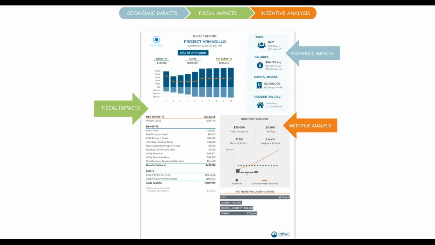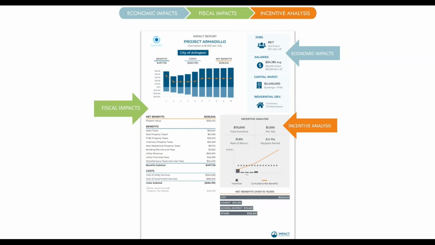If we look at this one-page report that we have pulled up here, we see economic impacts highlighted in the upper right-hand corner, and that's where we're able to talk about the number of jobs that are being created, how many spin-off jobs that creates in the community, and what those workers are earning in terms of payroll. That's our focus on economic impact, and that's going to drive the second thing on our list, which is fiscal impact.